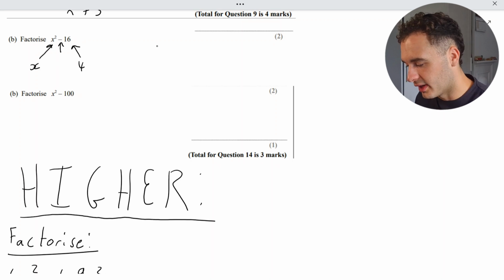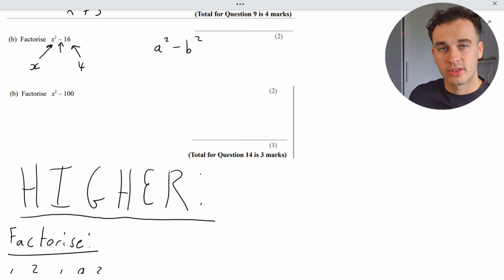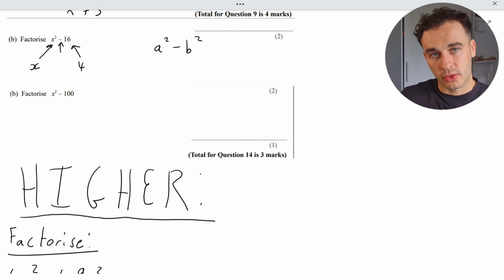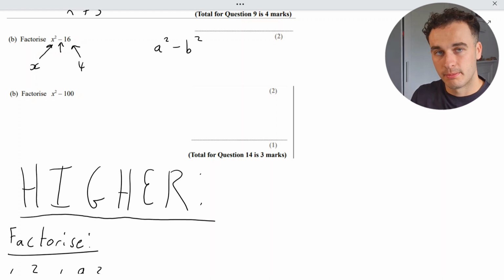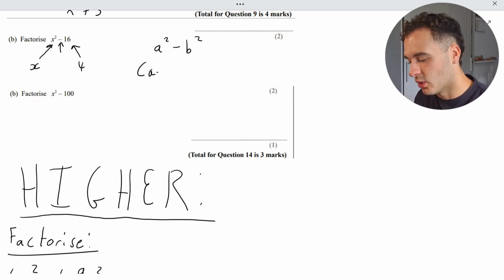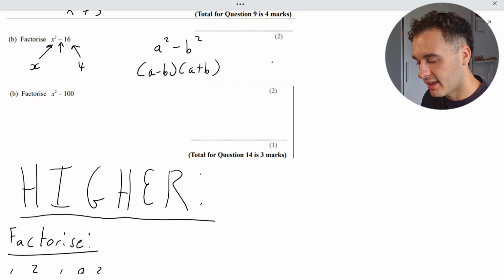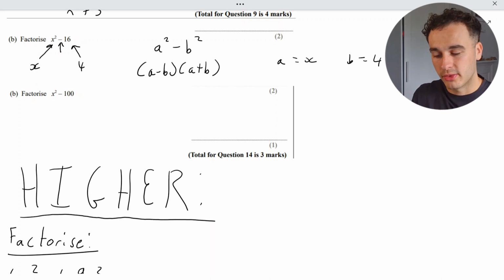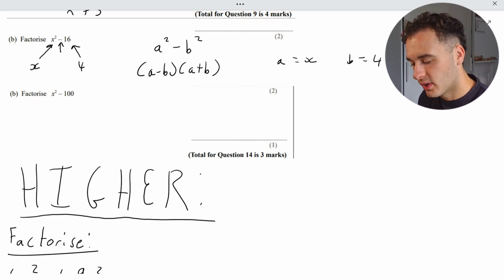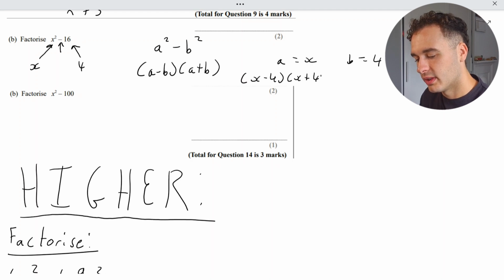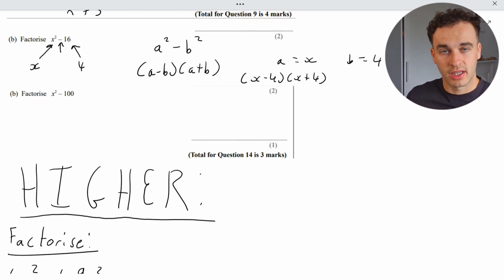So what do we do with this? Well, difference of two squares is always in the form, as I just said, a squared minus b squared. Two square terms with a subtraction sign in the middle. The first thing you do is square root both the terms, so you can find a and b, and then your answer is simply in the form a minus b, a plus b. So in this case, a is x and b is 4 because the square root of both terms was x and 4. So your answer would just be x minus 4, x plus 4. That is difference of two squares done, basically.